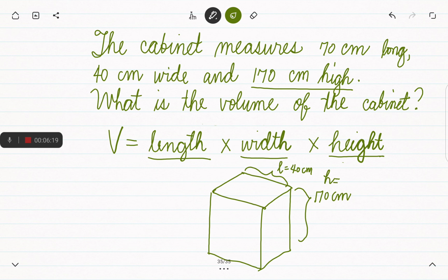Your height is 170. Your width is equal to, no, your length is 70, sorry, 70, and your width is 40 centimeters. So that's better. That's a more realistic illustration since our height is higher or longer than any other given. So now given the illustration and with the formula length times width times height, what is now the answer?